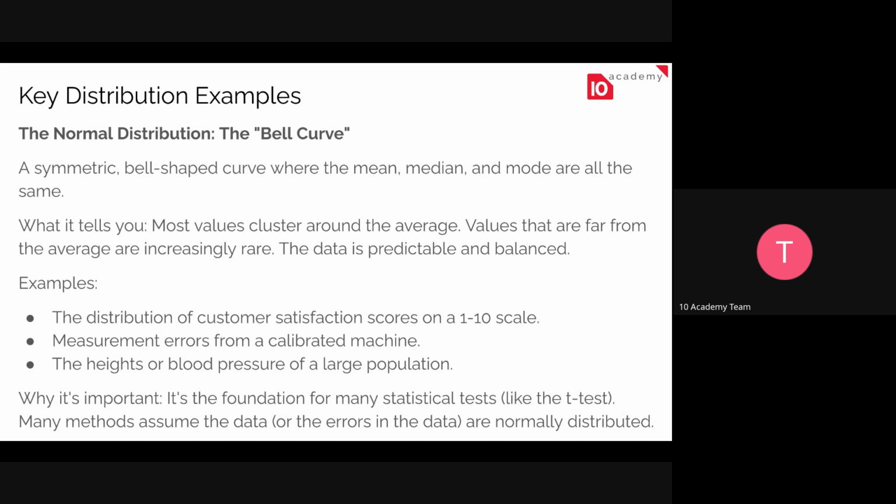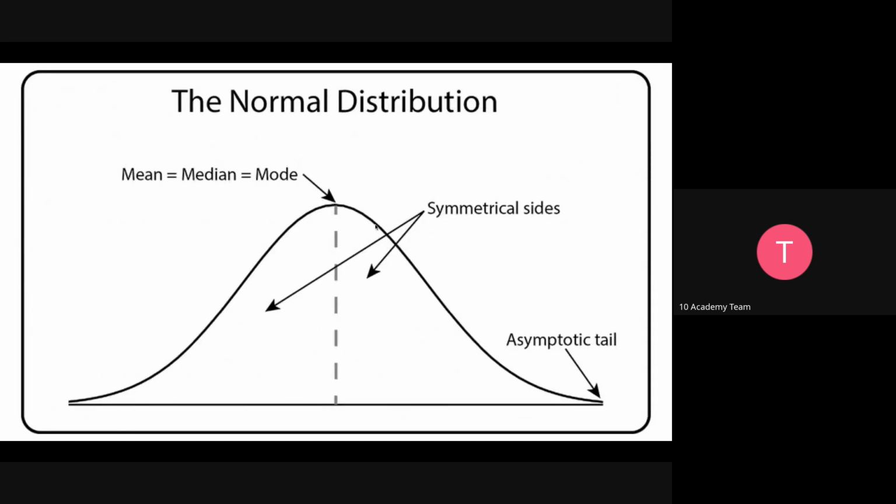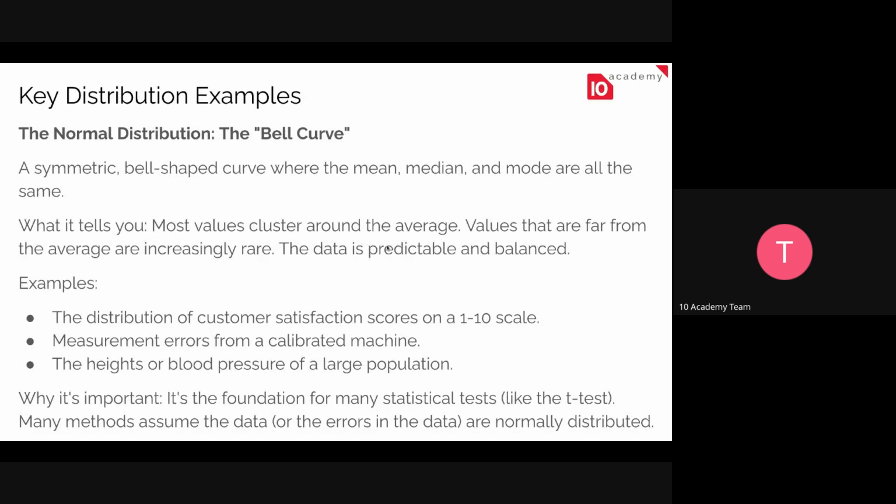So the data distribution. Let's start with the normal distribution, which is the bell curve. You may see this in a lot of places. It's just a symmetric bell-shaped curve where the mean, the mode, and the median are the same. Here you can see an example. The mean, the mode, and the median are equal, and it's symmetrical on both sides. And this is the asymptotic tail. It doesn't cross the axis, but it just approaches it. So the shape is symmetric and bell curved, where the mean, the median, and the mode are the same.